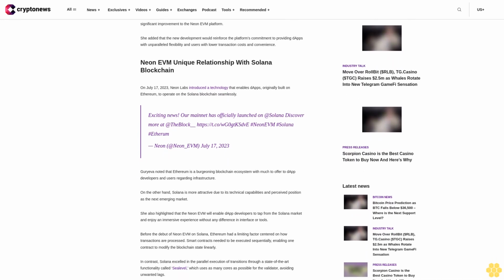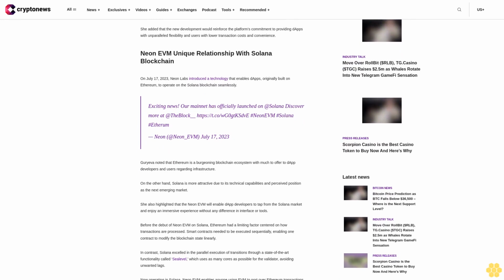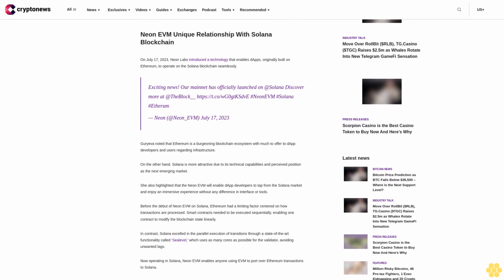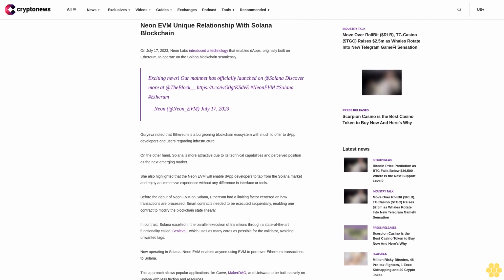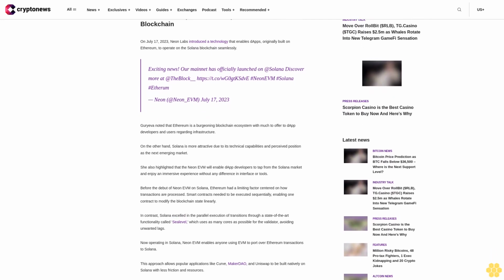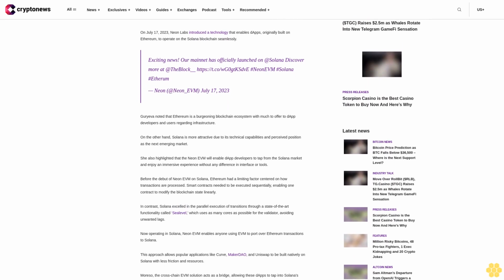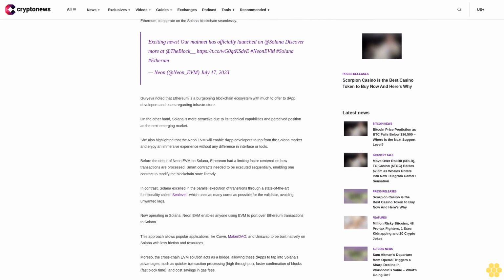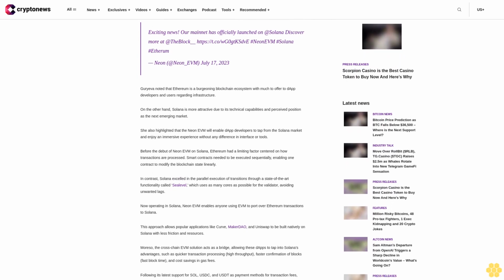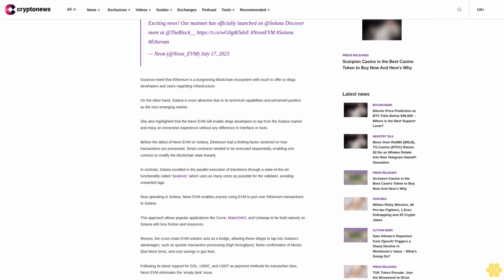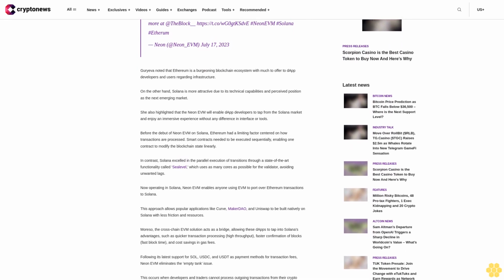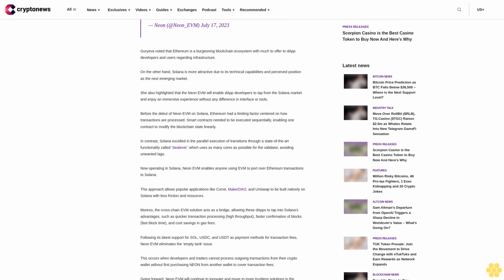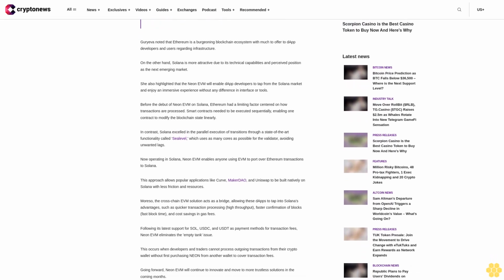Neon EVM's unique relationship with the Solana blockchain. On July 17, 2023, Neon Labs introduced a technology that enables dApps originally built on Ethereum to operate on the Solana blockchain seamlessly. Exciting news. Our mainnet has officially launched on Solana. Discover more at TheBlock.